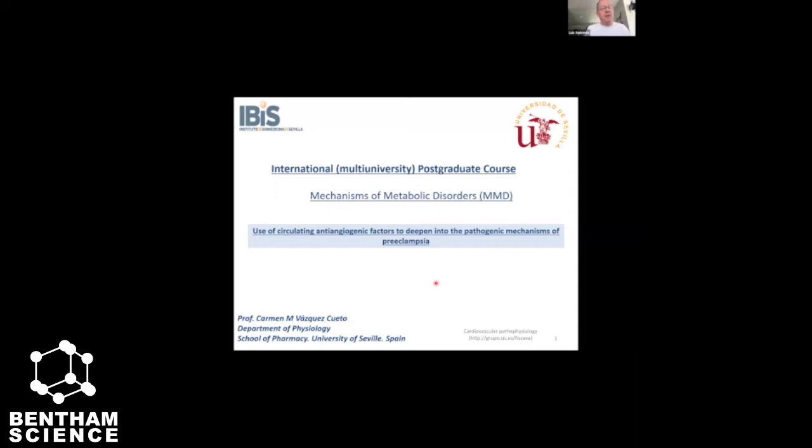The first speaker is Carmen Vasquez from the University of Sevilla in Spain. She's a full professor in the University of Sevilla. She worked all over the place, among others in the Department of Physiology in Johns Hopkins. She worked in the University of Barcelona, in the Technical University in München, and also in the Pontificia Universidad Católica de Chile. Her main interest is the mechanism of organ damage in several diseases, among others, Pre-Eclampsia.